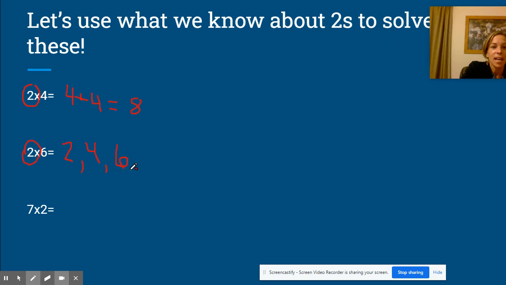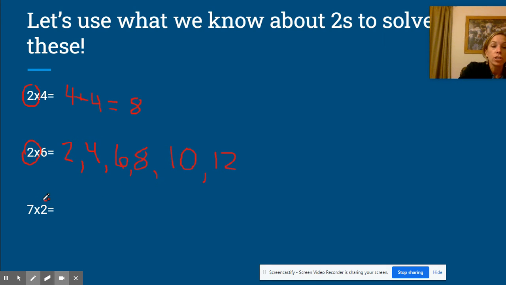6, there's 3 times. 8, there's 4 times. 10, there's 5 times. And 12, there is my 6th time counting by 2s. So that obviously tells me that 2 times 6 equals 12. And then I have 7 times 2.